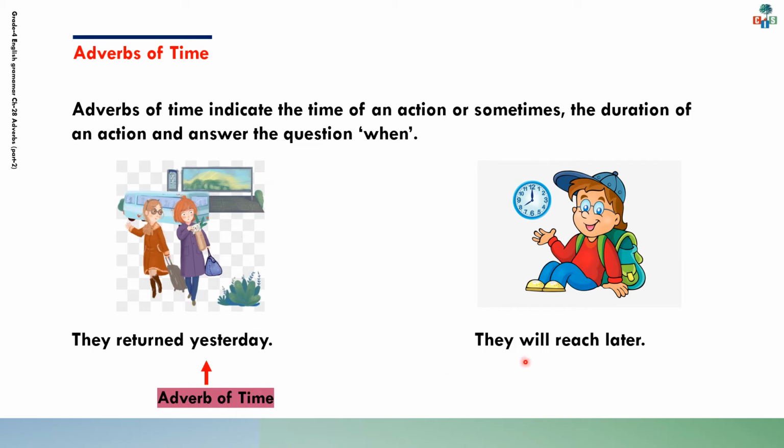See next example. They will reach later. Yes. Now, answer the question with when. When will they reach? They will reach later. So, later is an adverb of time. So, to identify an adverb of time in a sentence, answer the question with when.